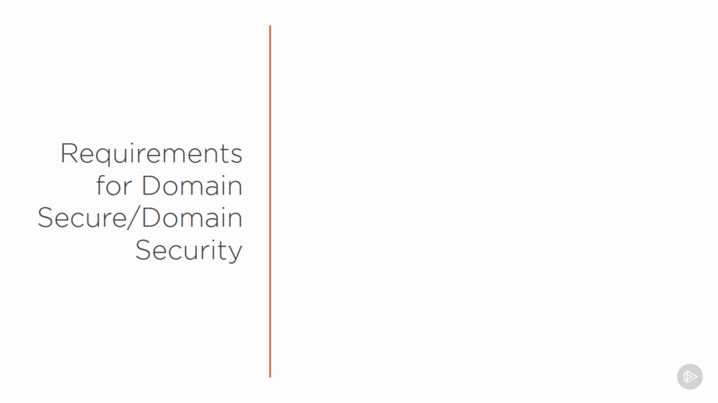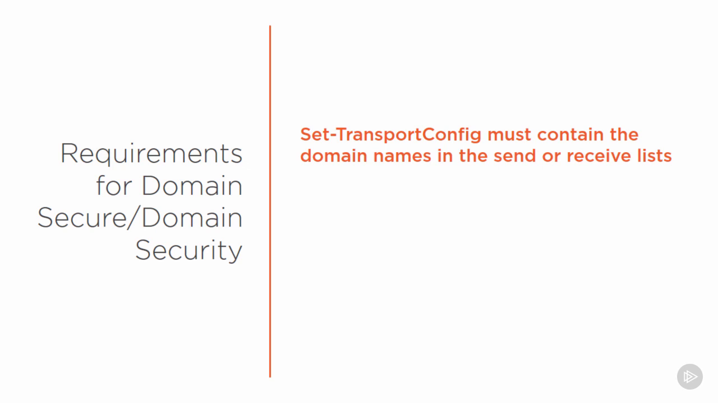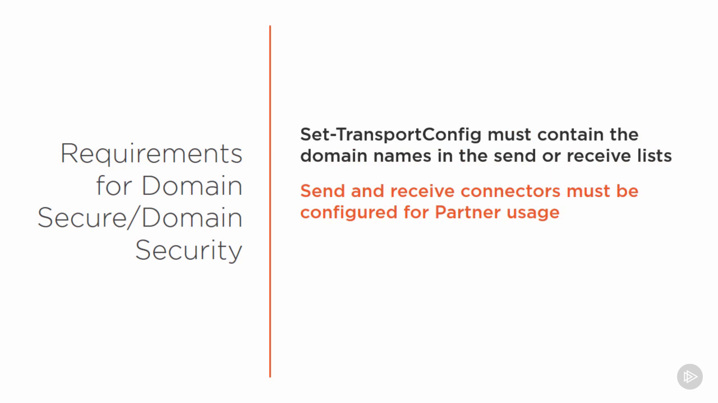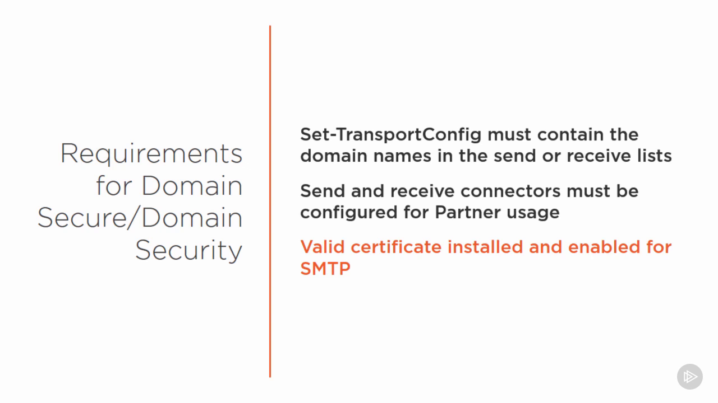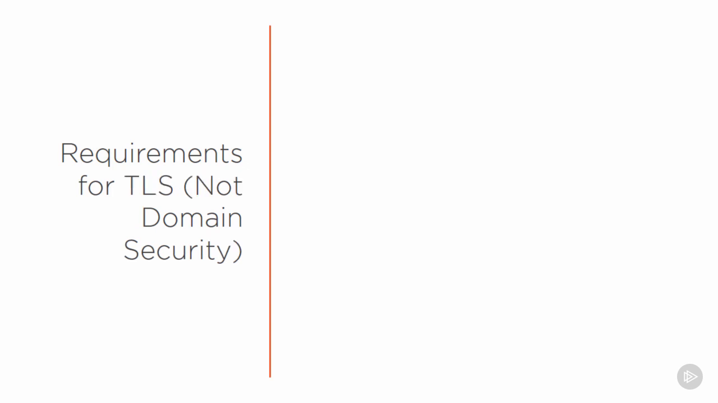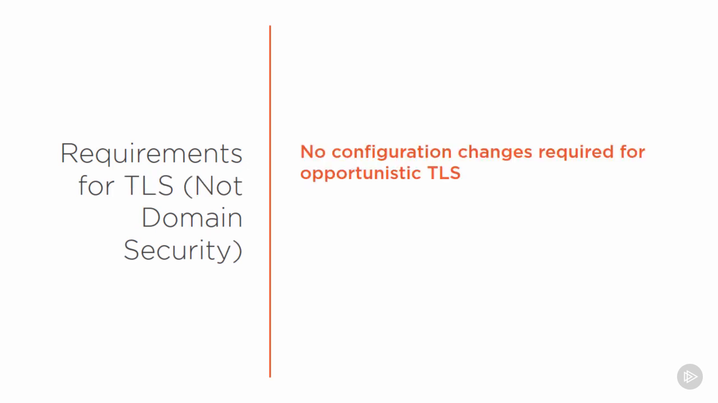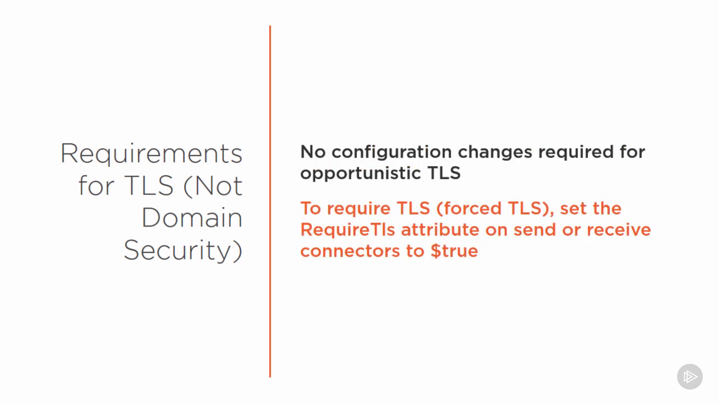So to summarize those requirements for domain security, the Set-TransportConfig must contain the domain names in the send or receive list for the partner organization. You'll need send and receive connectors for partner usage, and a valid certificate must be installed and enabled for SMTP on the edge transport server. If you just want TLS but not domain security, there's no configuration required at all for opportunistic TLS, and if you're going to try and force TLS, you need to simply set the RequireTLS attribute on any send or receive connectors involved in that secure mail flow to a value of true.